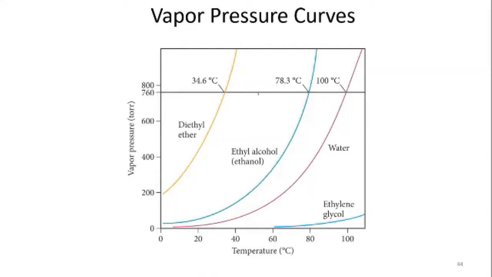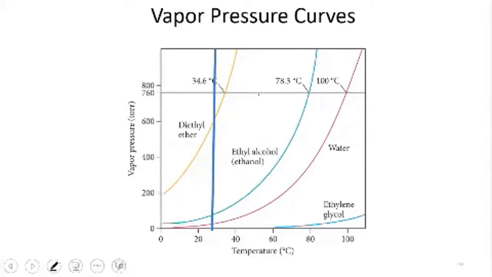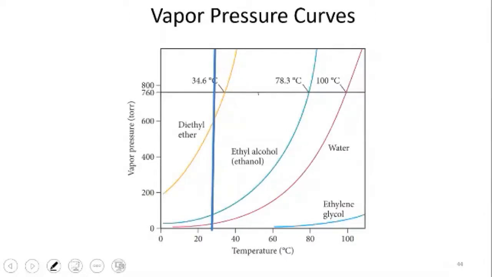For example, if I were to draw a line here where the 25 degree temperature is, you can see that at 25 degrees, the vapor pressure of water based on this graph is very, very small, somewhere in the 20 to 30 torr kind of range. Notice ethyl alcohol has a higher vapor pressure at 25 degrees. And this substance, diethyl ether, has a much, much higher vapor pressure.